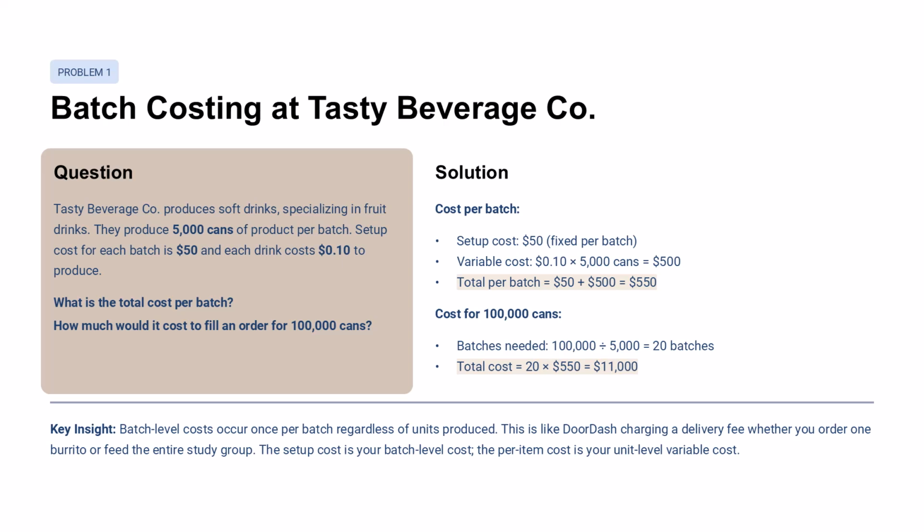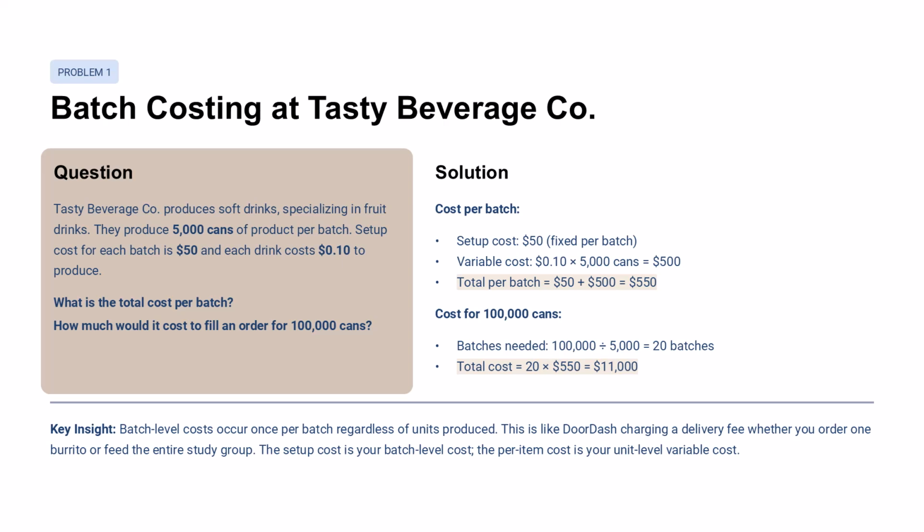For the 100,000 can order, 100,000 divided by 5,000 equals 20 batches needed, and 20 batches times $550 equals $11,000 total. Think about it like this. Every time you and your friends order food delivery, there's a setup cost that exists regardless of how much food you order. DoorDash charges a delivery fee whether you're getting one burrito or feeding the entire study group. That's your batch level cost.